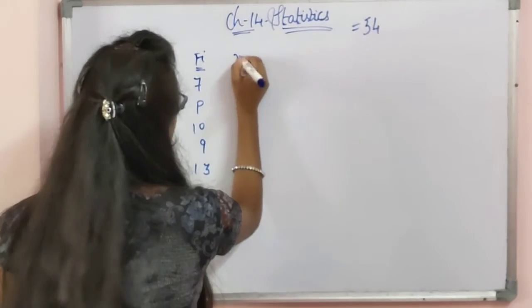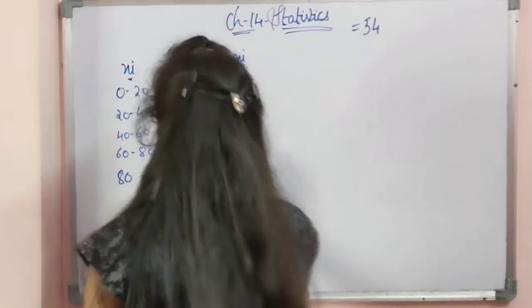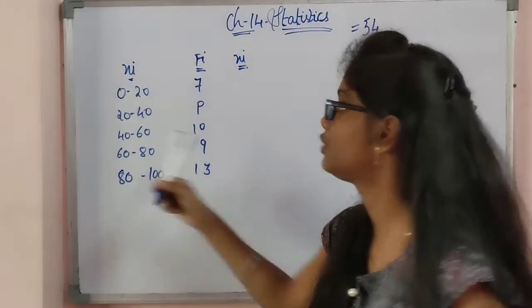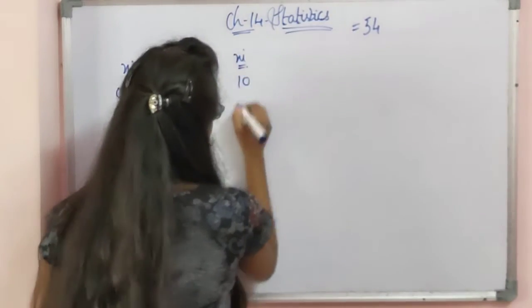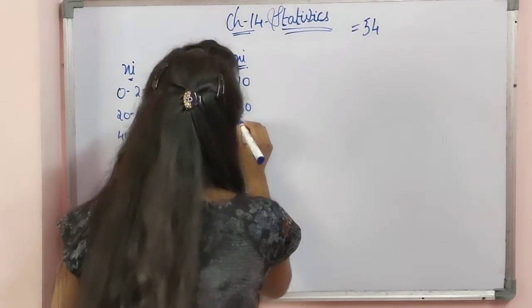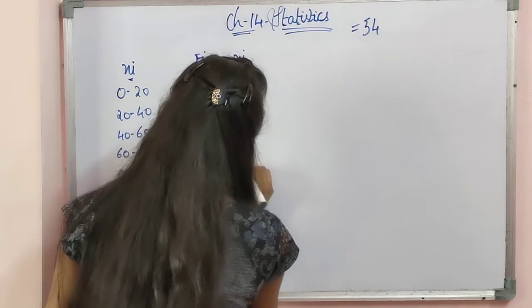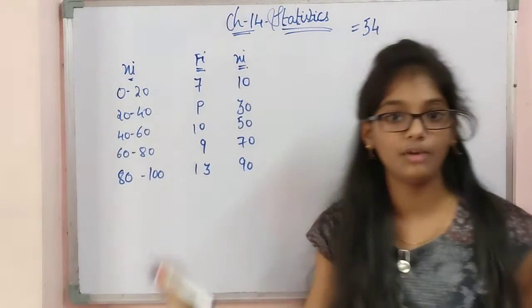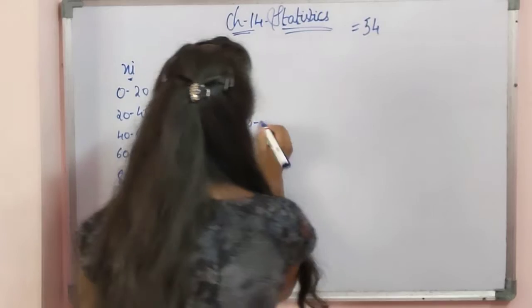Next we have to find the class marks. How do you find them? We average the limits, dividing the sum by 2. So you get 10, 30, and we do this for all of them: 10, 30, 50, 70, 90. I am taking an assumed value as 50. So this is the assumed value.